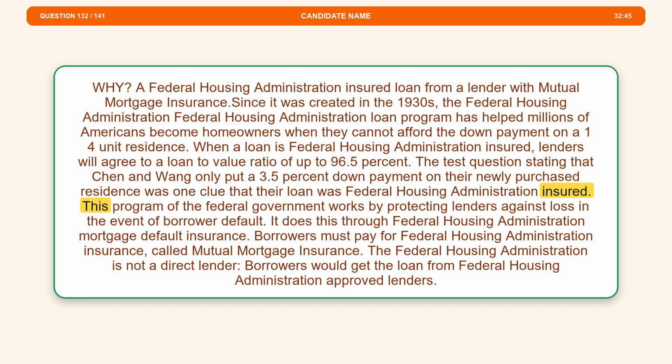This program of the federal government works by protecting lenders against loss in the event of borrower default. It does this through Federal Housing Administration mortgage default insurance. Borrowers must pay for Federal Housing Administration insurance, called mutual mortgage insurance. The Federal Housing Administration is not a direct lender. Borrowers would get the loan from Federal Housing Administration approved lenders.